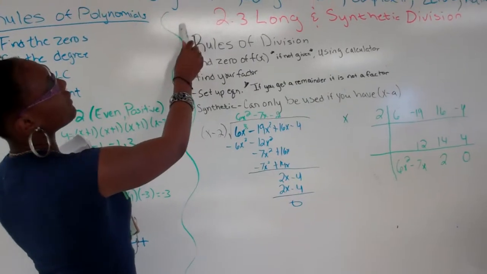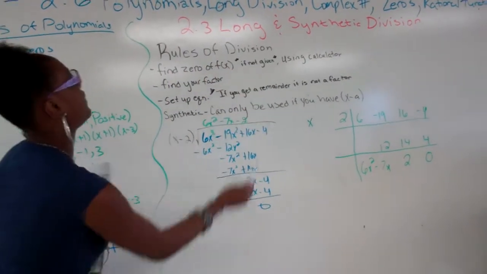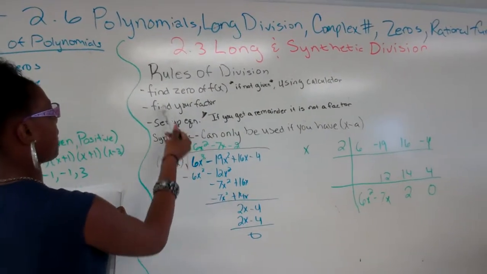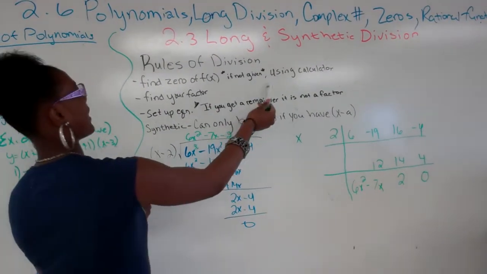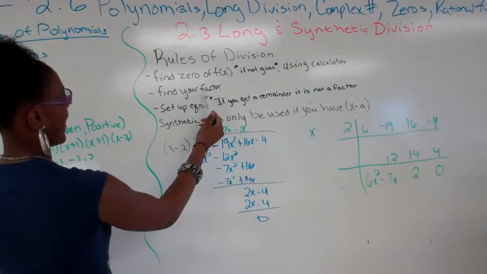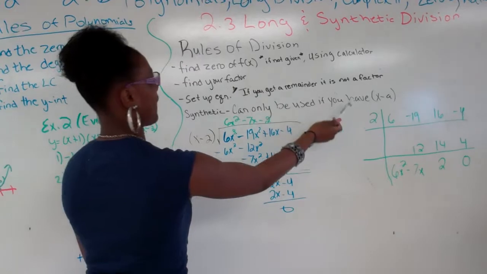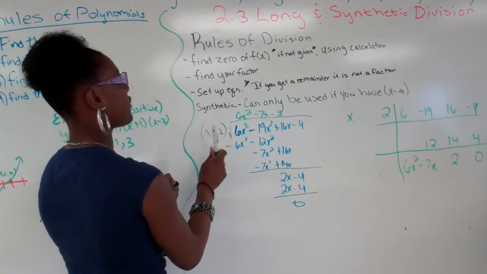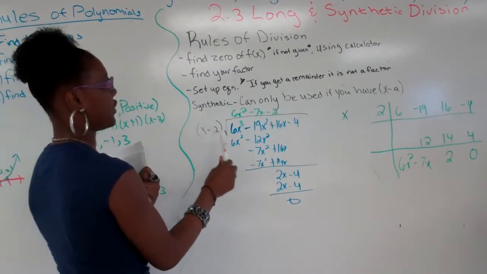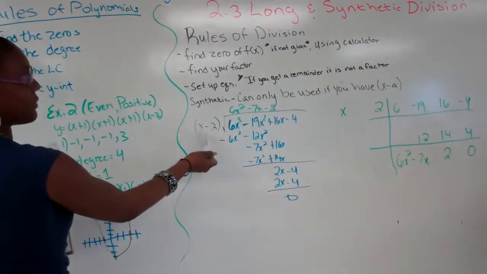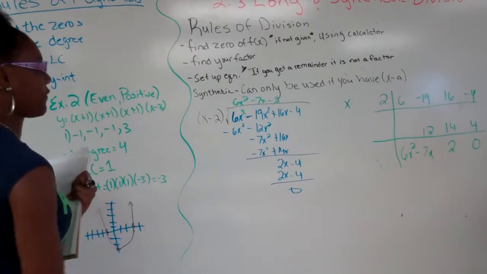In 2.3, we're talking about long and synthetic division. The rules of division for long division are: find the zeros of f(x) using a calculator, find your factor, set up an equation, and if you get a remainder, it will not be a factor. And there's only one rule for synthetic division, which is you can only use it if you have x minus a number, like x minus 2, x minus 3, that type of thing.